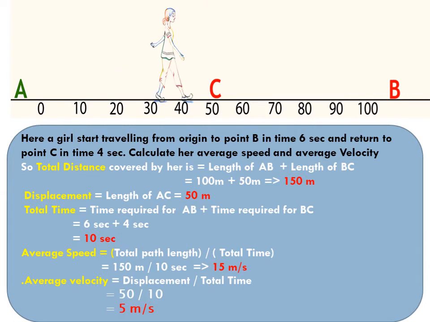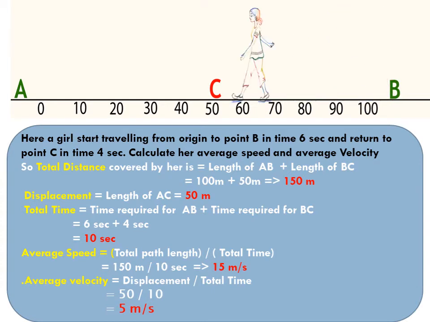Now in the second example, a girl starts traveling from the origin A to point B in 6 seconds and returns to point C in 4 seconds. Calculate her average speed and average velocity. For calculating the average speed, we have to calculate the total distance, which is the length of AB plus the length of BC, that is 150 meter. But for calculating the velocity, we should calculate the displacement. Displacement is the shortest distance between the source point and the destination point. So your source point is A and the destination point is C. So its length is 50 meter.